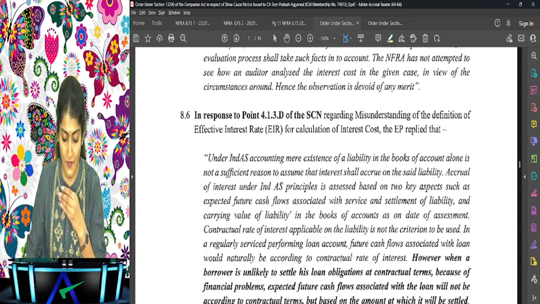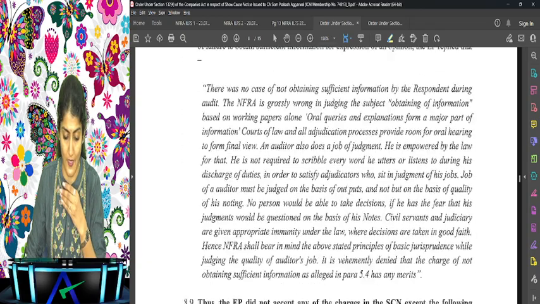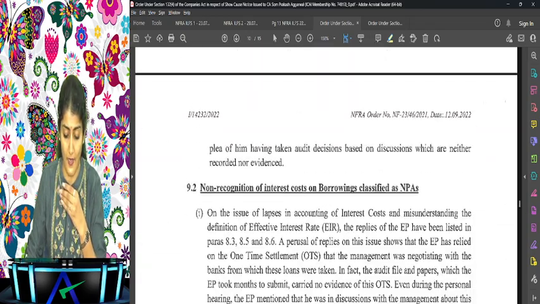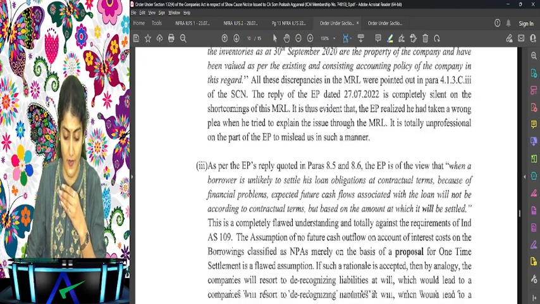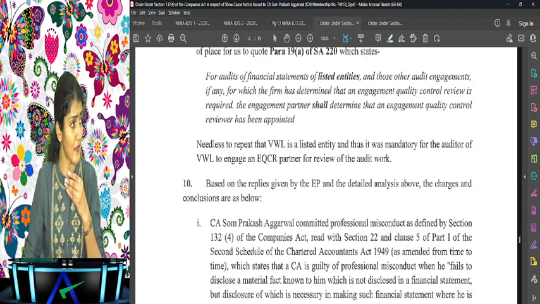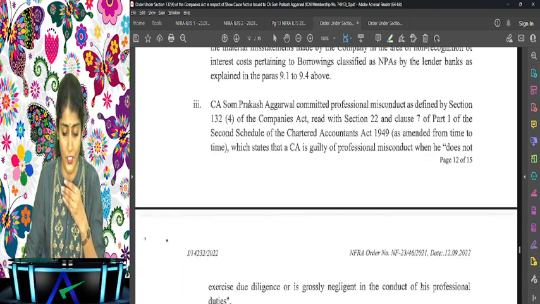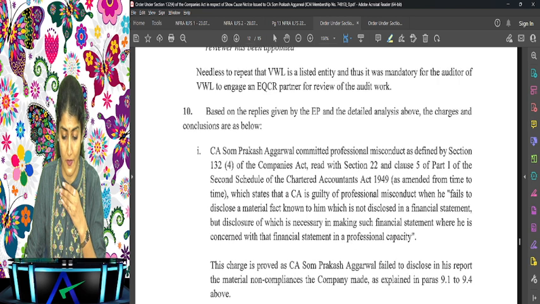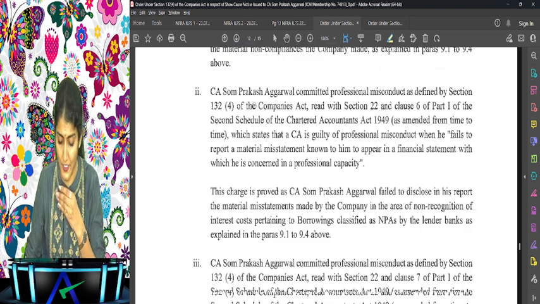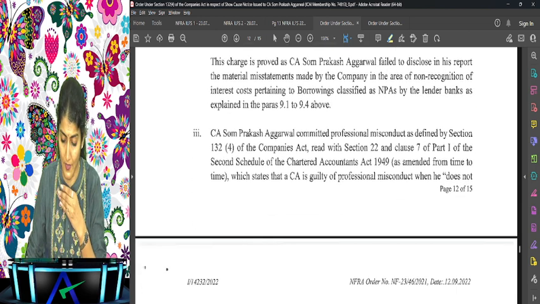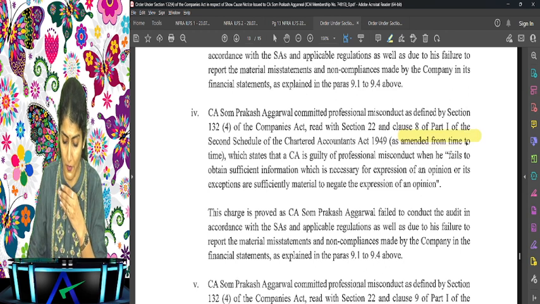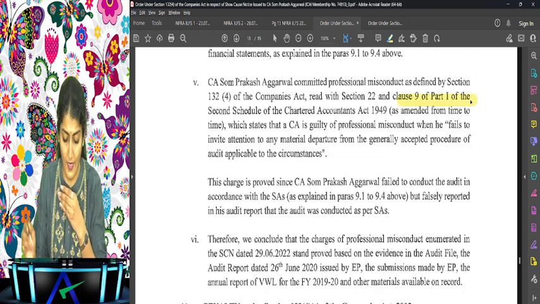Then the allegations, evaluation of interest cost and all that was done, right? Then the EP, then the analysis, non-compliance with the auditing standards, then non-recognition of the interest. Just look at it. One point in the audit, what is that in the financial statements? Non-recognition of the interest. And then what does it say? Guilty of professional misconduct under 512, guilty under 612, guilty under 712, does not exercise due diligence, then 812, and then also guilty under 912, right?